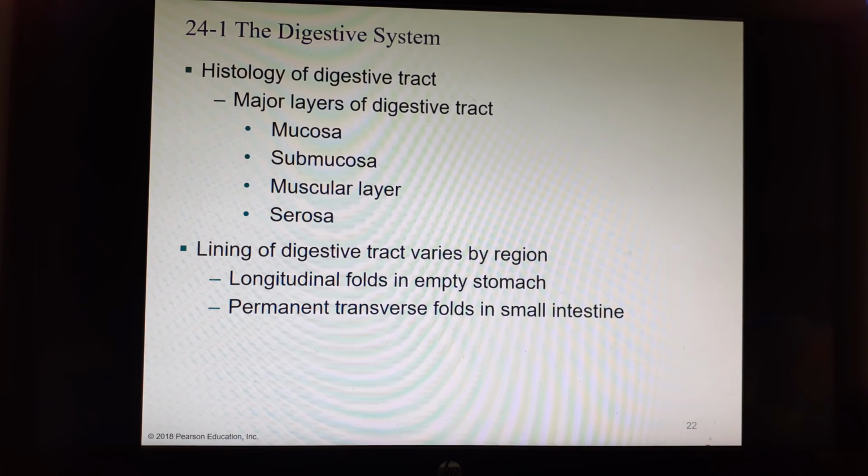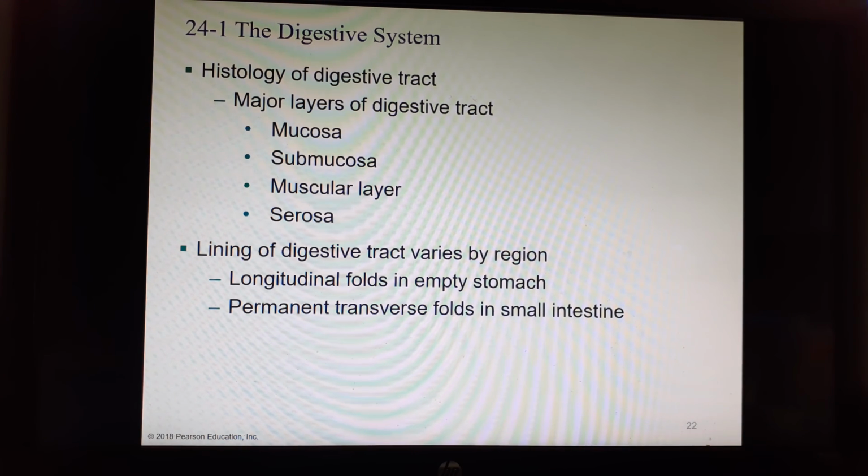So, looking at the digestive tract. Now, this is a pattern we're going to see throughout the digestive tract. Some areas may lack a few of these layers, but if you learn this pattern, this will help you understand the digestive system so much better.